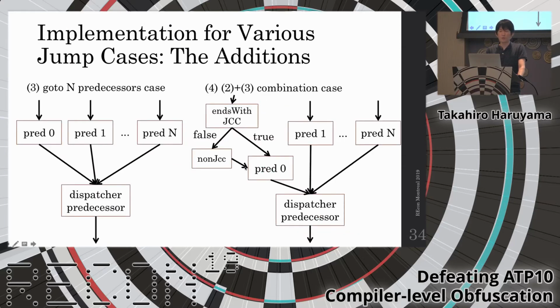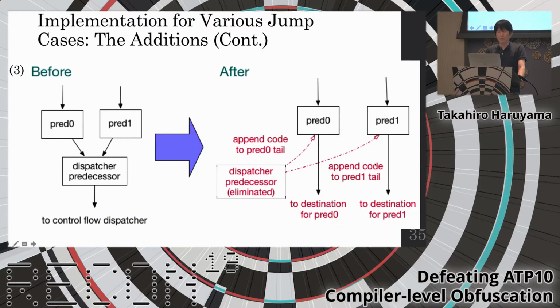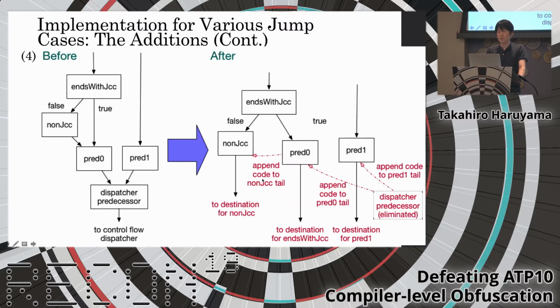The modified code supports three more jump cases. Case 3: goto any predecessor's case. Case 4: a combination of 2 and 3. Handling case 3 is similar to case 2, but the dispatcher predecessor will be eliminated. In jump case 4, appending code occurs twice: first to each predecessor, second to non-JCC.